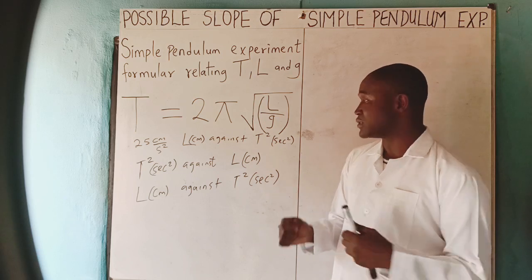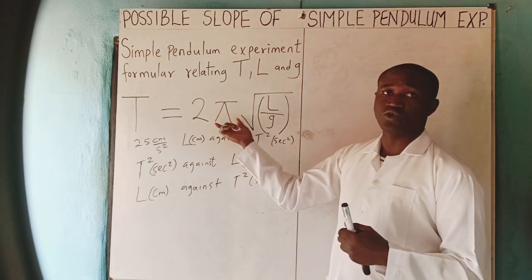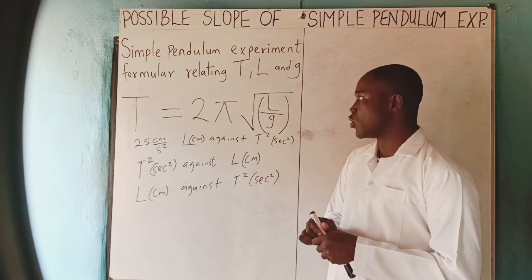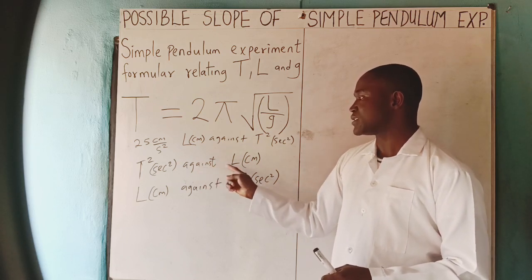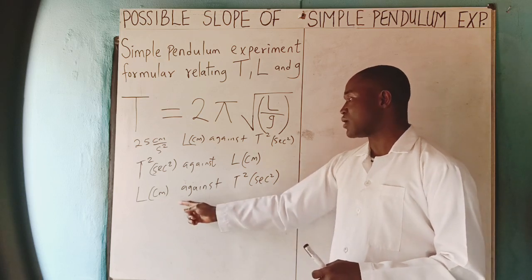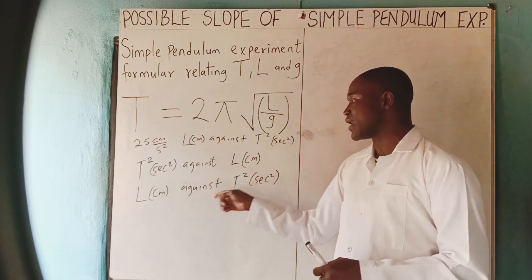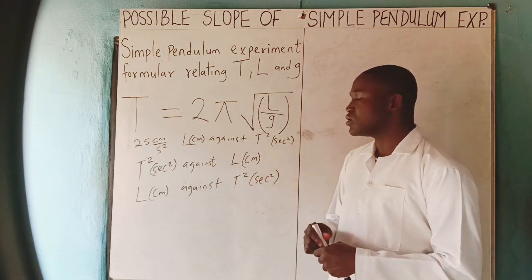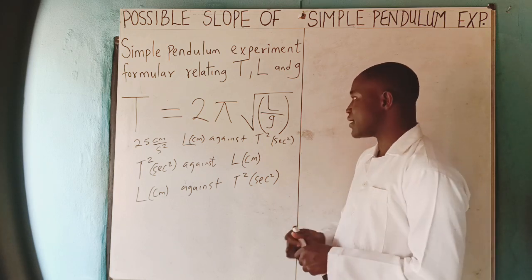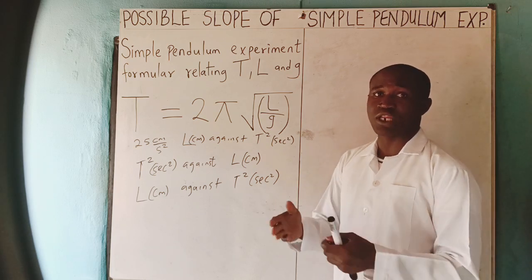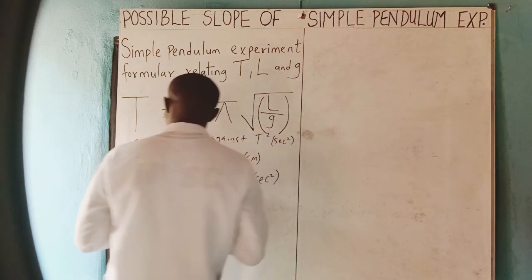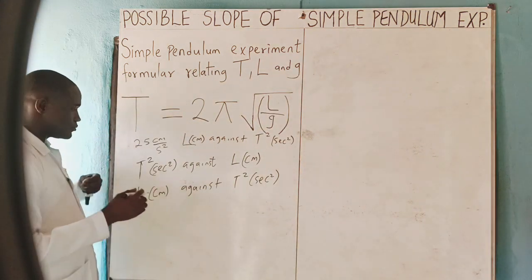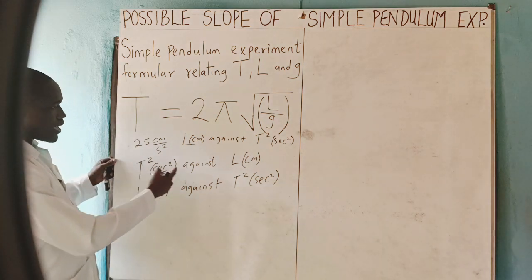Whichever one, that will determine what you are to do to this equation you have. Now let's go. I want to talk about T squared against L. Afterwards, I will talk about if I'm asked to plot L against T squared and see how the slope will look like. After getting the slope, we'll be able to deduce our g as well. Okay. Now, for the first one, that is T squared against L.